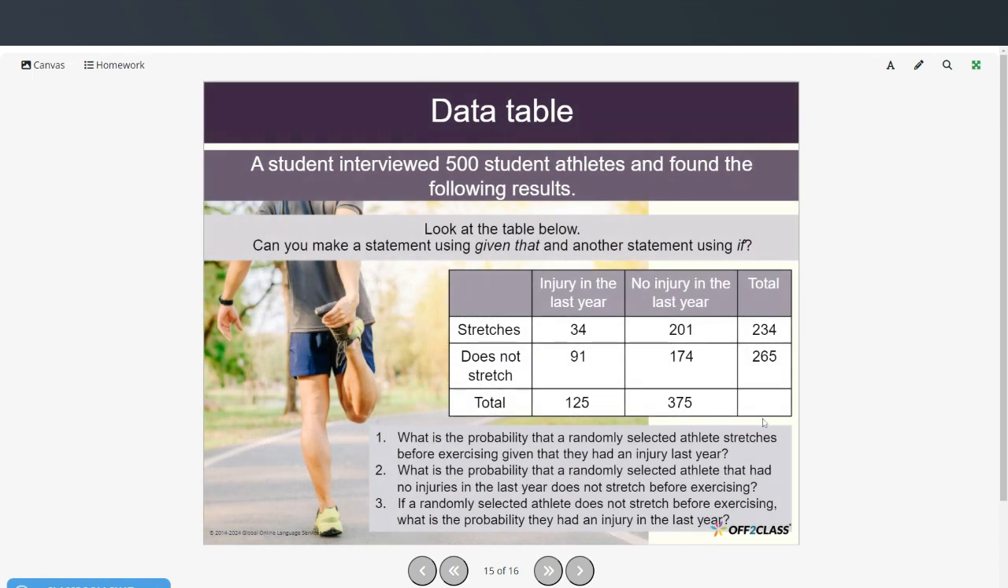All right, a student interviewed 500 student athletes and found the following results. So look at the table below, and can you make a statement using given that and another statement using if? So we have stretches, does not stretch, and the total, injury in the last year, no injury in the last year, and the total. And then we have some questions to answer. So go ahead and try these on your own, and then restart when you're ready to check your answers.